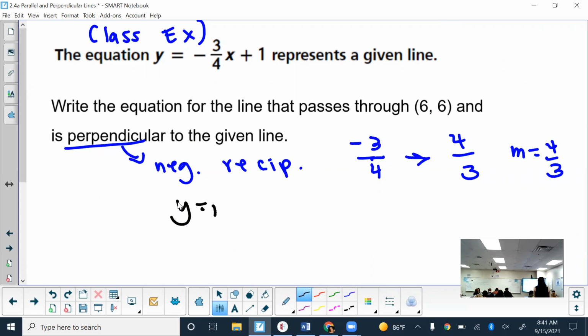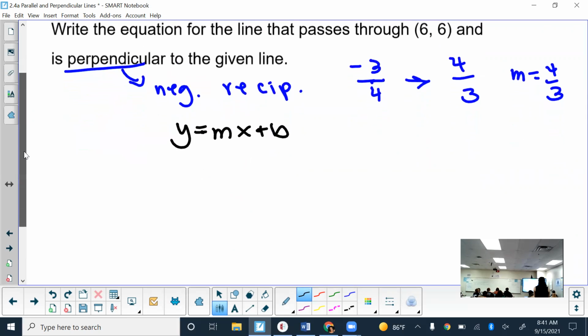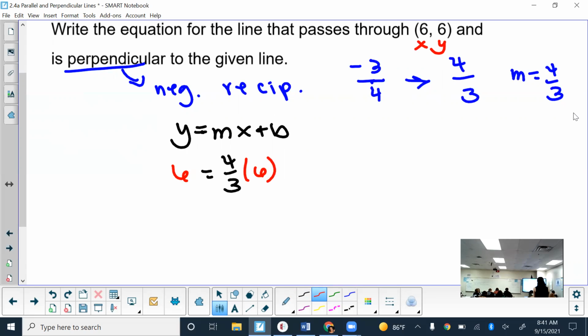Find your y-intercept by plugging in your point and your slope. Anyone still confused by that? All right, what's my y value? Good, we get that from there. 6. What did we say m was? 4/3, and x is 6. Don't be afraid to use a calculator for those fractions. I'll just do it by hand because these fractions aren't that bad.